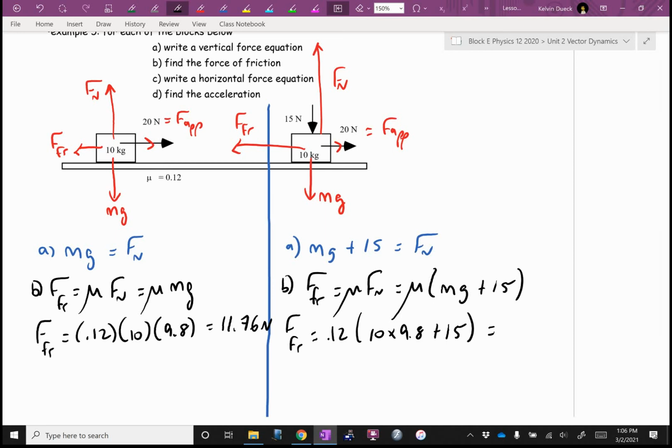I think I'm right. 13.56? 13.44. No, 13.56. I was right. Oh, I mean, yeah, I was right. I subtracted correctly. You should have said it was called. I did.